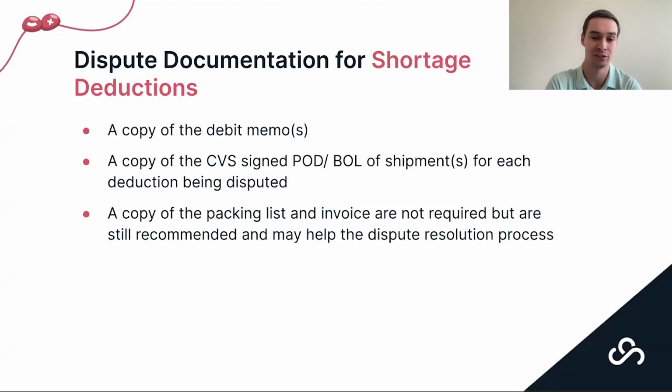So if you're able to consistently provide packing lists and invoices, a full copy of the invoice, it does help with the review of these disputes. But as far as the minimum needed, it's just that debit memo from Image Silo, and then a signed POD or BOL goes a long way.